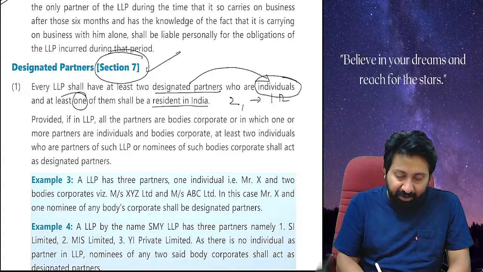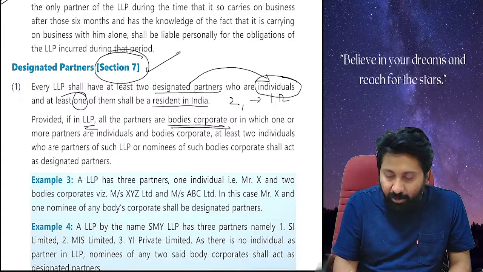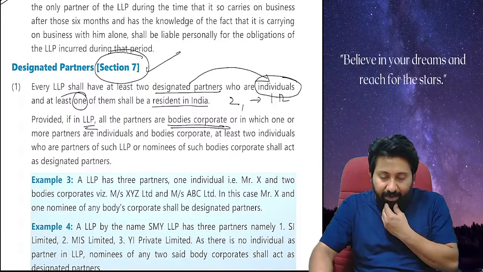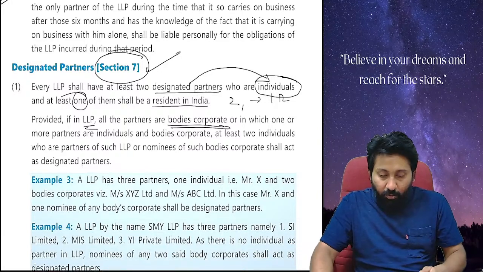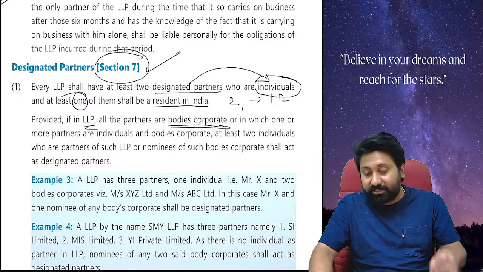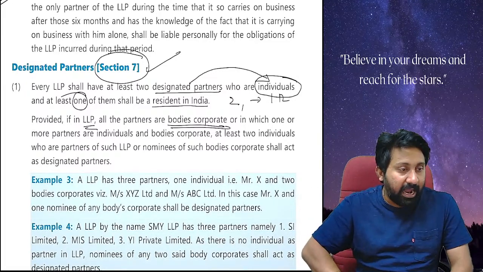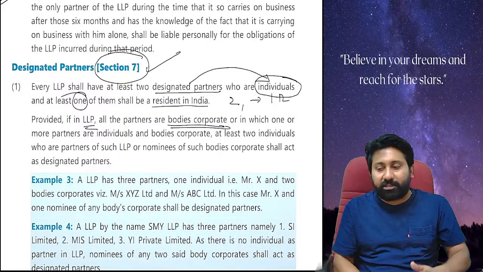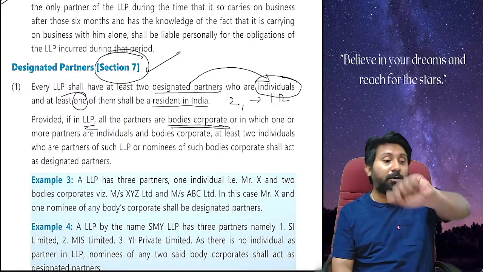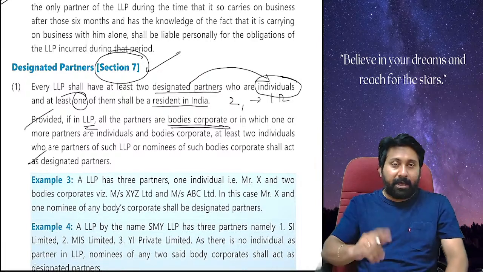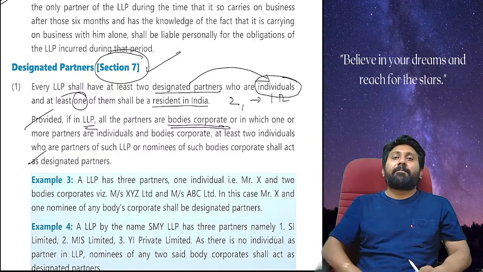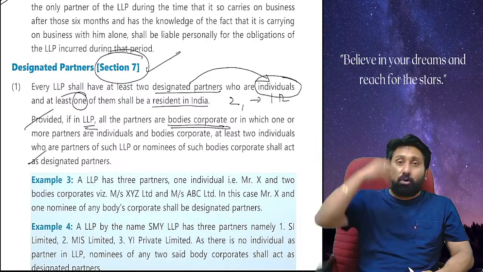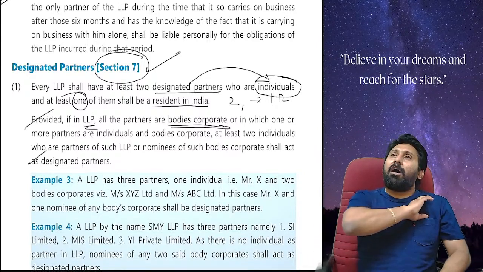Provided that if in an LLP all partners are body corporate, or in which one or more partners are individuals and body corporate, means a combination is there, at least 2 individuals who are the partners of the LLP, or if individuals are not there, individual nominees of such body corporates shall act as a designated partner. Simply, how many designated partners are required? 2. In my LLP, there is no individual partner. All partners are body corporate.